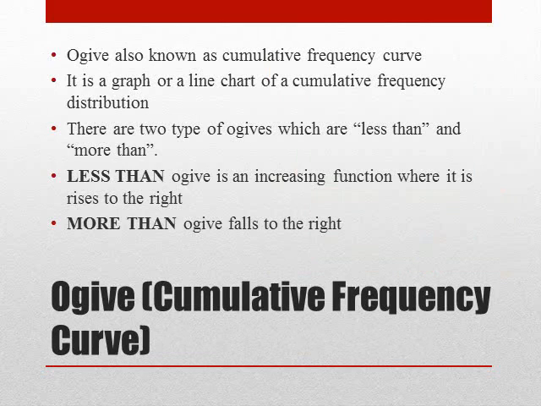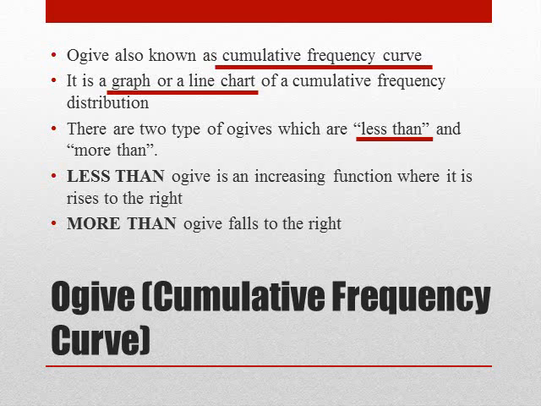Alright, then we jump to Ogive. Ogive, as discussed before, is also known as a cumulative frequency curve. It is a graph or a line chart, in the form of lines, of a cumulative frequency distribution. There are two types of ogive, which are less than and more than.